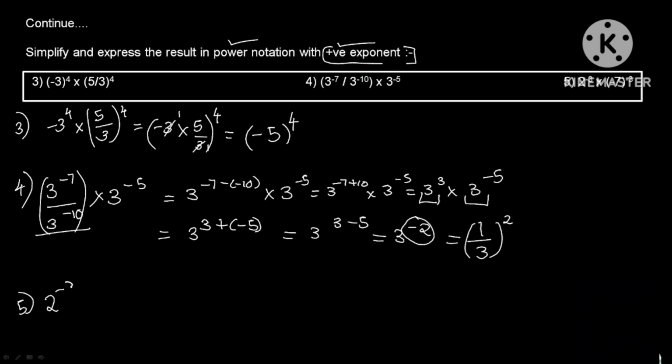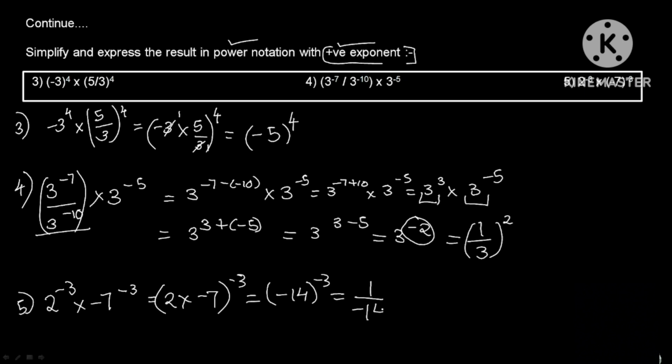2 raised to the power of minus 3 into minus 7 raised to the power of minus 3. Since the exponents are same, let's group the base. 2 into minus 7 whole raised to the power of minus 3. This is equal to minus 14 raised to the power of minus 3. We have got the result in power notation but not with a positive exponent. So let's convert it into positive exponent. This is equal to 1 by minus 14 raised to the power of 3. We have simplified it. It's enough.